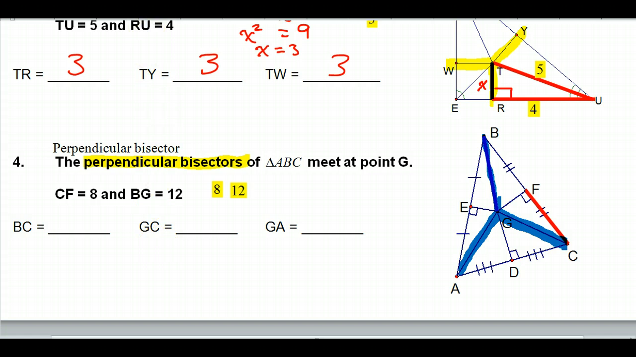Okay, so for me, I've shown it here in blue. Because of circumcenter, these blue lines are the three that should be congruent. All three of those are the same. If I find one of them, I found them all. Let's go ahead and mark the things that were given. CF is 8, so here's CF being 8. BG is 12, so here's BG being 12.